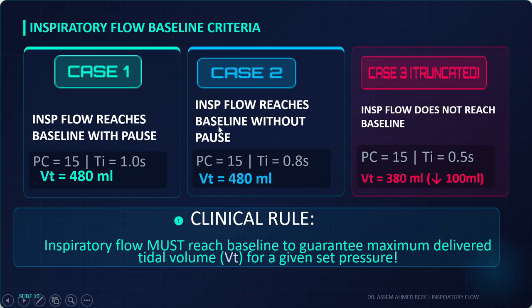In case two, the patient's inspiratory flow reaches the baseline without a pause, with pressure 15 and inspiratory time 0.8. In this time it delivers the same 480, but after inspiration, expiration starts directly.